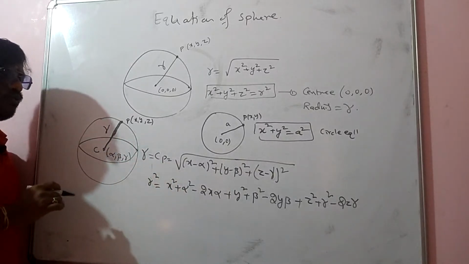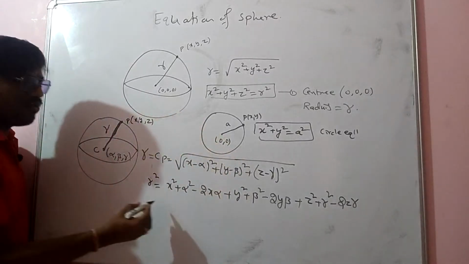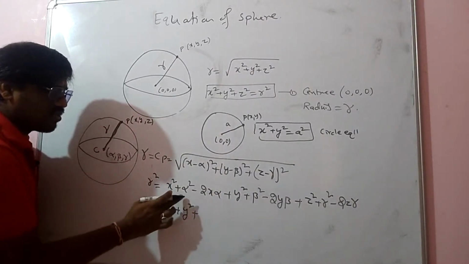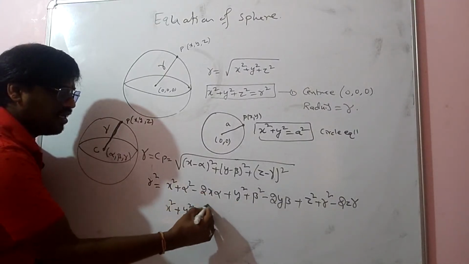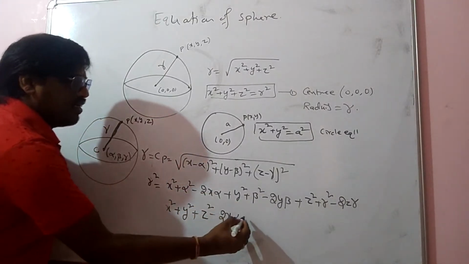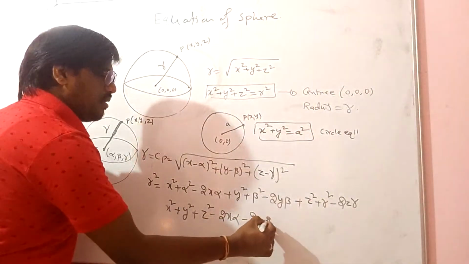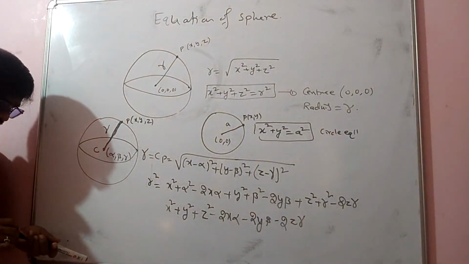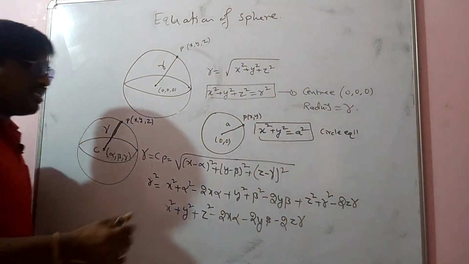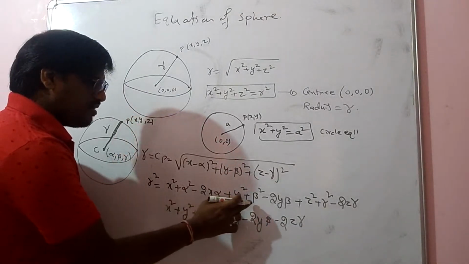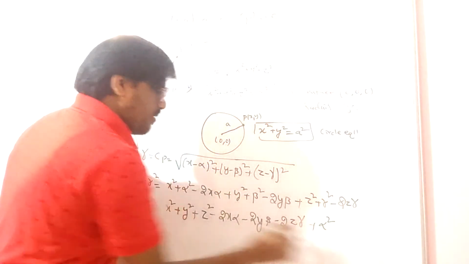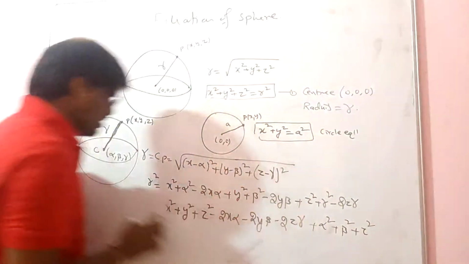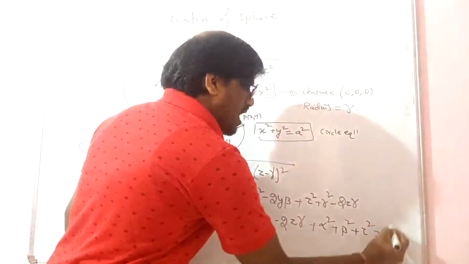So this is the equation of this one. Now I am going to simplify this further: x square plus y square plus z square minus 2x alpha minus 2y beta minus 2z gamma, and the rest of the things I'll write out. The other things you have here are alpha square plus beta square plus gamma square, and this is equal to r square.